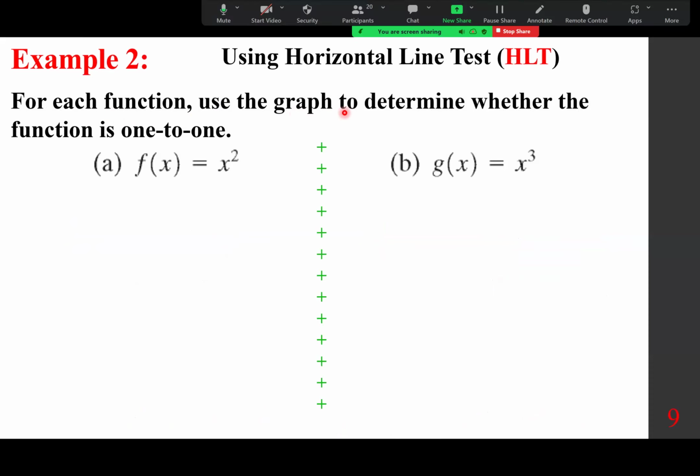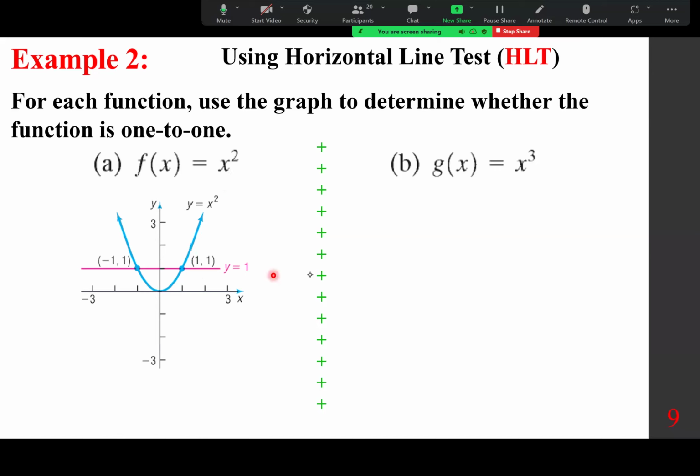For each function, use the graph to determine whether the function is one-to-one, and we're going to use the HLT, horizontal line test. This is a graph that you know how to do. It's a parabola. Everybody is familiar with the graph. Clearly, it fails the horizontal line test. If you draw one example, y equals 1, so x squared equals 1, x is plus or minus 1, it has two pairs and it fails the HLT, therefore it is not a one-to-one function.